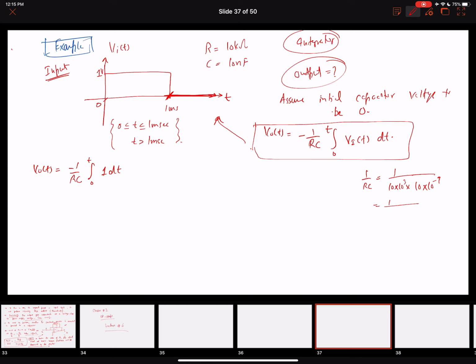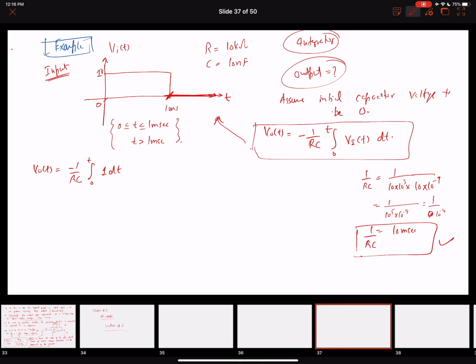Since we want to find all the values in milliseconds, what we have here is 10 to the 3, 10 to the 4, 10 to the 5, 10 to the 9, 1 over 10 to the minus 4. So this will be equal to 10 per millisecond. So 1 over RC is 10 per millisecond. This is the value of 1 over RC, and I'm going to use that shortly.